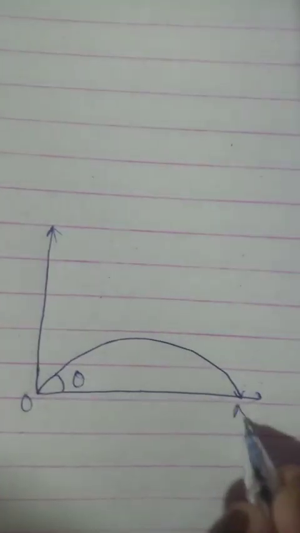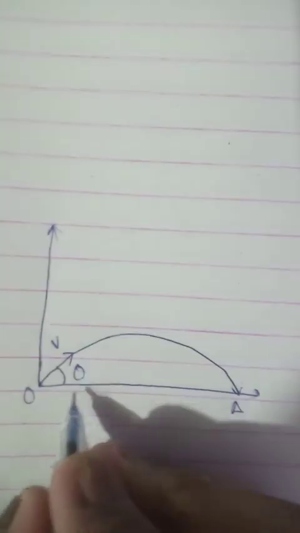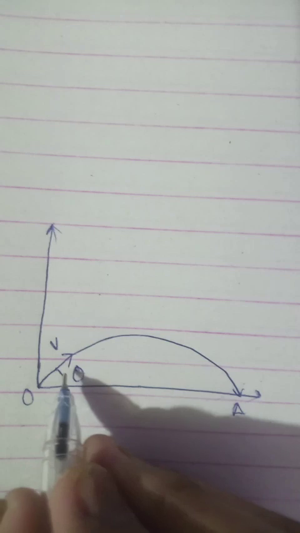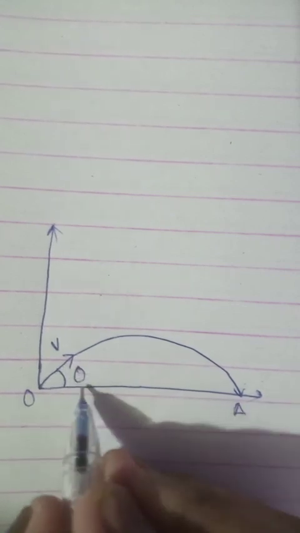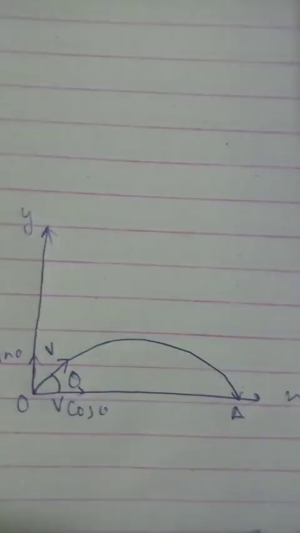Take these points O and A, and I throw a ball with speed v. As you know, if you studied vectors, then you know that the components will be like this: v cos theta along the x axis, and along the y axis v sin theta.